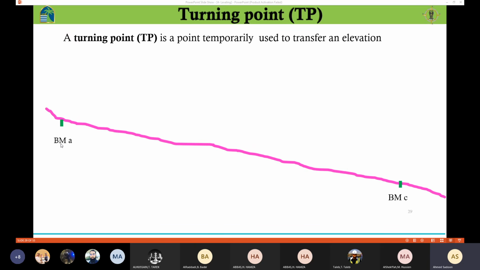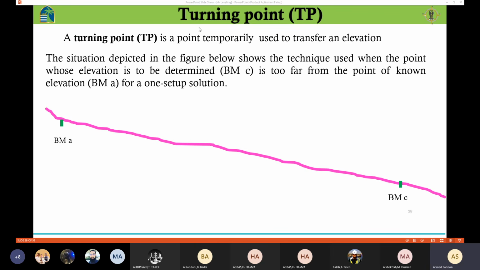So in this case, I need to create a turning point or temporary point to transfer the elevation. So I'm going to create a point here through which I'm going to transfer the elevation from this point to that point, so that when I place the instrument here, I will be able to see the staff at this point and the staff at that point. So this is the situation. Sometimes you are not going to be able to see the point A or point B. In this case, I need to create the turning point or the temporary point to transfer the elevation from the benchmark to that point.